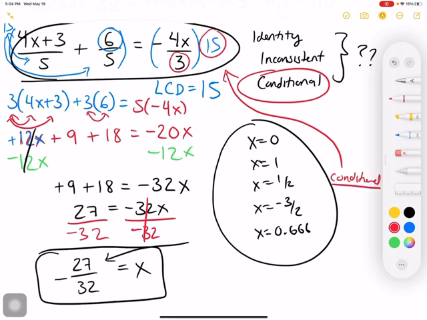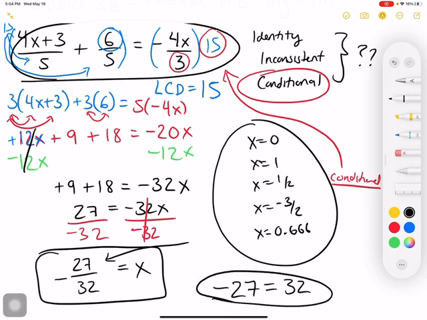Okay, if we were trying to solve it and we would read something like x equals x, then that would be an identity. Okay, or if we read something like, I'm just going to play with the same numbers that we have in here, negative 27 equals 32. If we read something like this, then that's going to be an inconsistent equation, because negative 27 is not the same as 32. Okay, but if we have something like 27 equals negative 32x, that means that we can still solve for the variable which is x by dividing both sides by negative 32 like we just did.